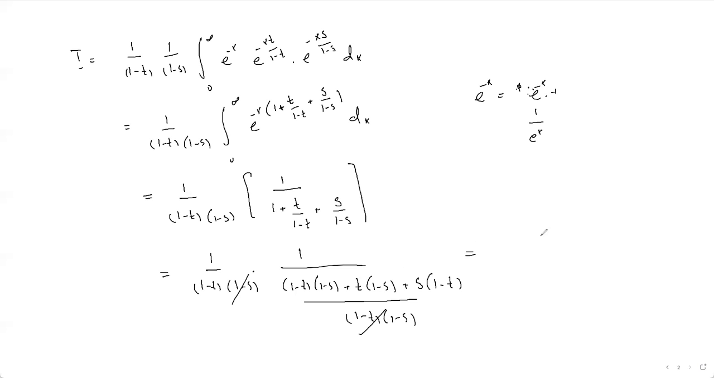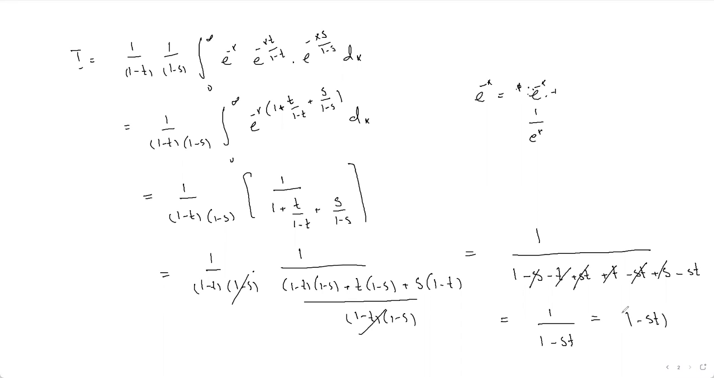Further, let's take the multiplication of all these terms. I will write down this as 1 divided by, it will be 1 into 1 is 1, and then minus s minus t plus st. Okay, it will be plus t minus st, then plus s minus st. Fine. Now this st plus and minus st will go, this minus s and plus s will go, this minus t and plus t will go, and I will be left with only 1 divided by 1 minus st, which I can write down as 1 minus st raised to power minus 1.